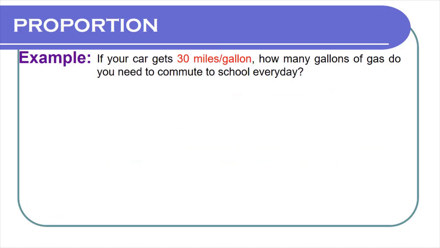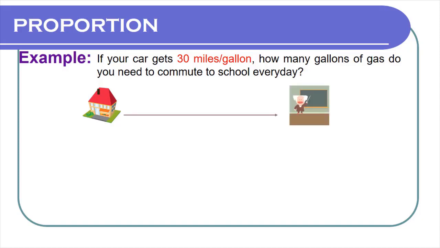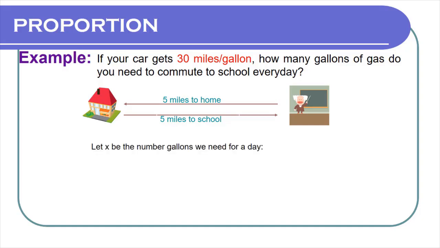This is an example of a problem related to direct proportion. If your car gets 30 miles per gallon, how many gallons of gas do you need to commute to school every day? The distance from home to school is 5 miles. It's also the same from school to home. This problem is related to direct proportion.